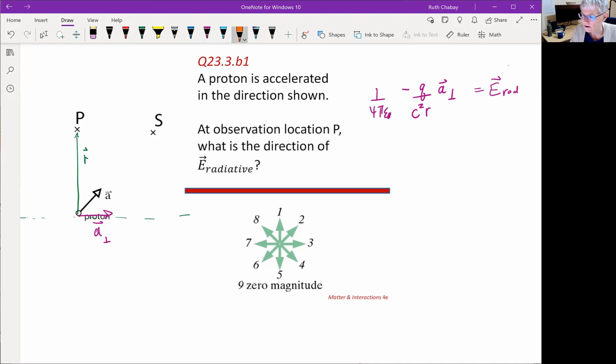So in fact, at location P, we're going to see a radiative electric field pointing that way. So how would we get the direction of the magnetic field in that pulse? If you were at P and you had not only an electric field detector, but a magnetic field detector, what would be the direction of the magnetic field you detect in that pulse of radiation?